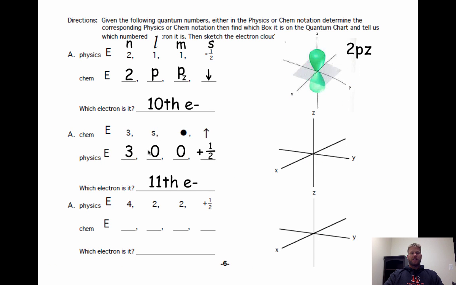All right, this would be an s orbital, and there's only one way to orient an s spherical orbital in 3-dimensional space. So you would just draw a sphere in there and label it 3s.